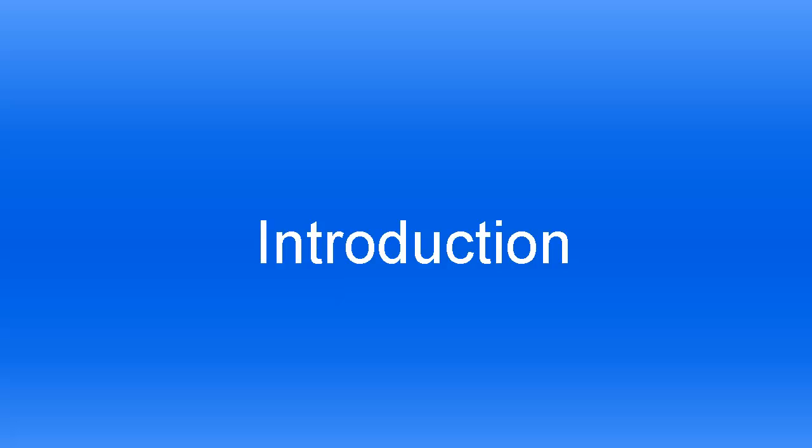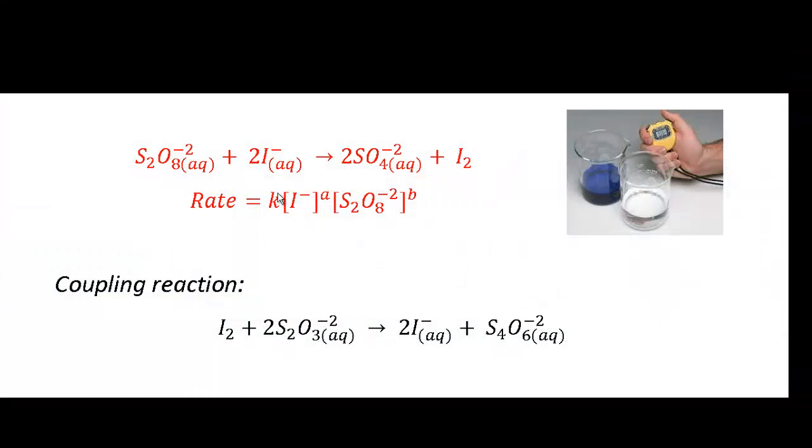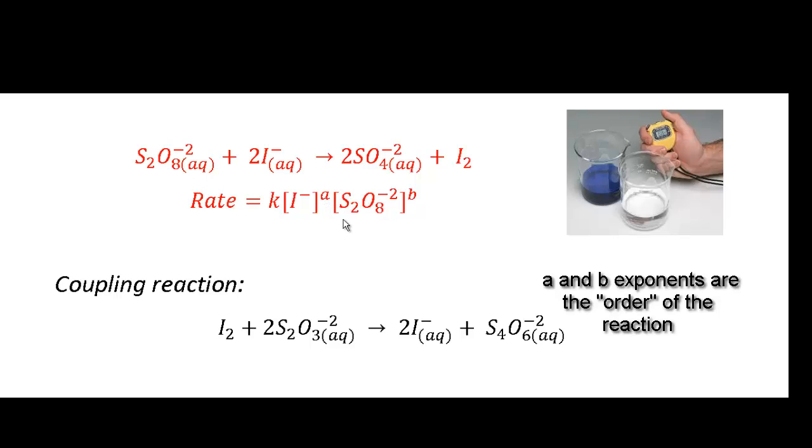The goal of this experiment is to determine the rate law for this iodine clock reaction. So the rate law is going to be your rate constant K, that's something you'll have to figure out with the right units, times the reactant I minus raised to the power A, so this is the order of the reaction. And that gets multiplied by the second reactant, S2O8 minus 2, this is called the persulfate ion. And that reactant is raised to the power B.